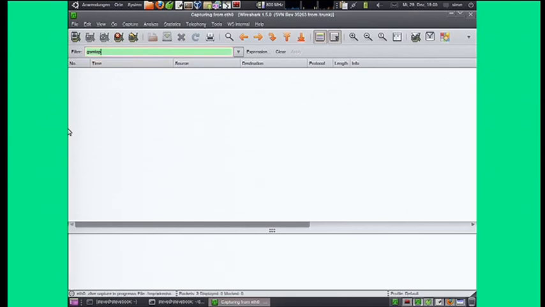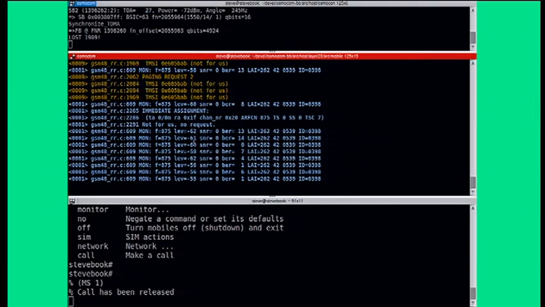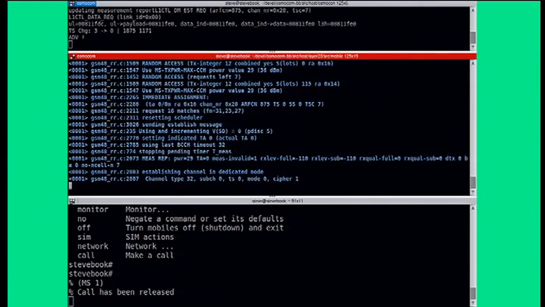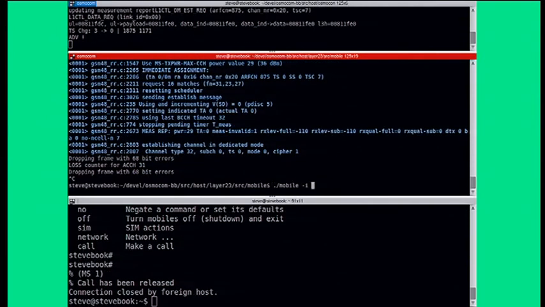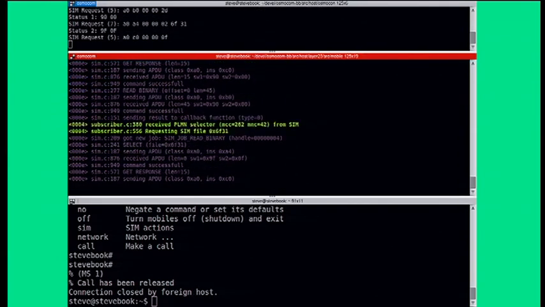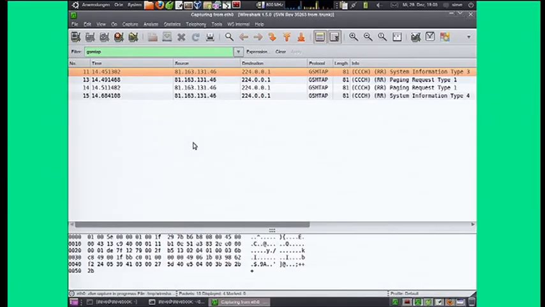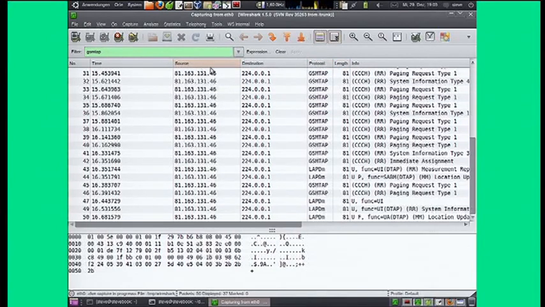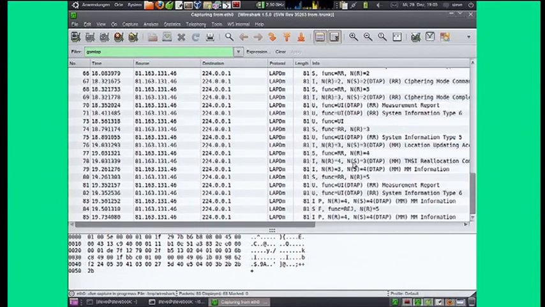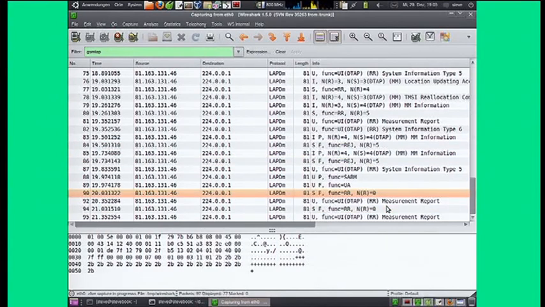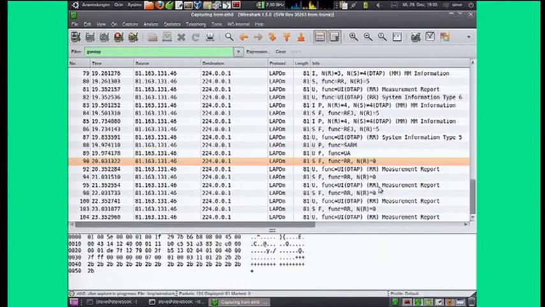I can call you actually. Just wait a second. I actually started without the Wireshark support. So there you have it. You see all the messages that go from the BTS to the phone and the other way around.